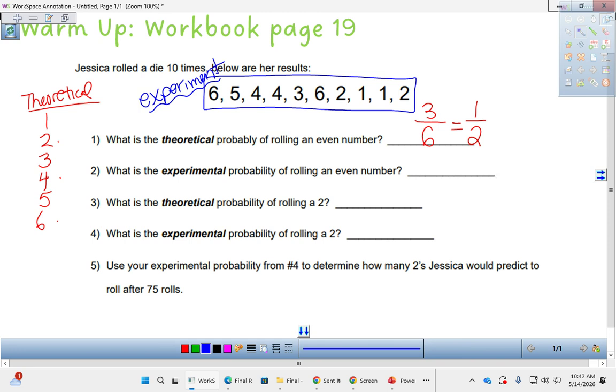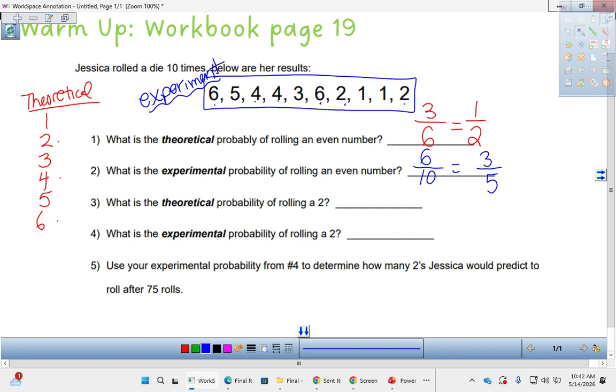What's the experimental probability of rolling an even number? 1, 2, 3, 4, 5, 6. How many numbers were there? 10. And so if we reduce that, 3/5. See, they're not the same number. They can be, they just aren't in this specific instance.